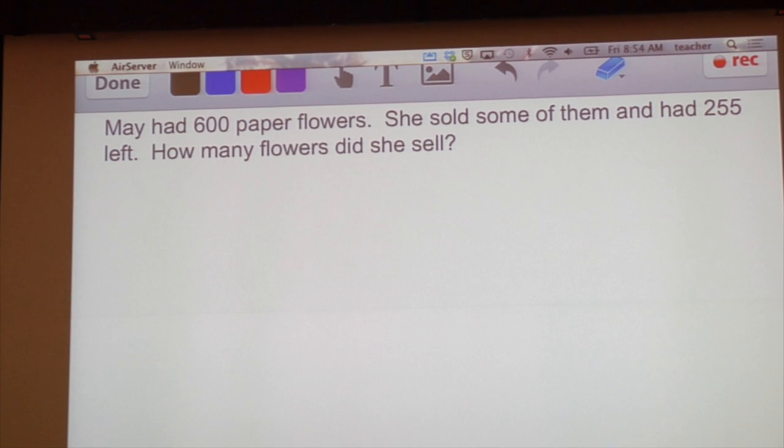Go for it. May had 600 paper flowers. She sold some of them and had 255 left. How many flowers did she sell?